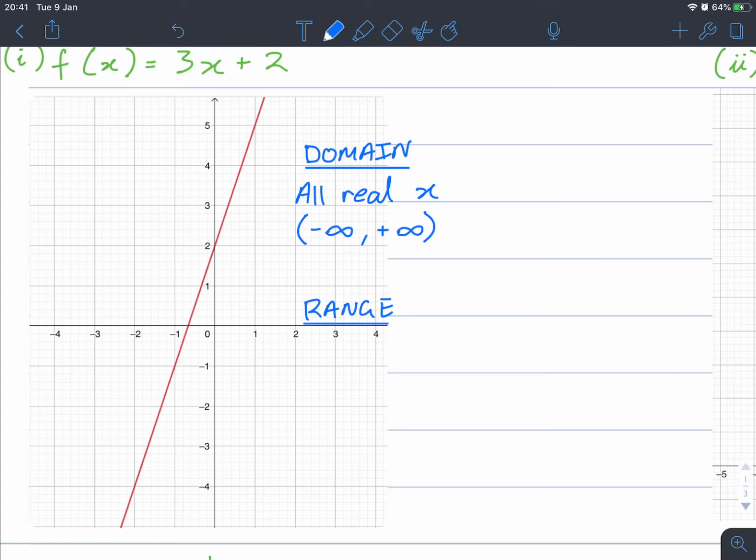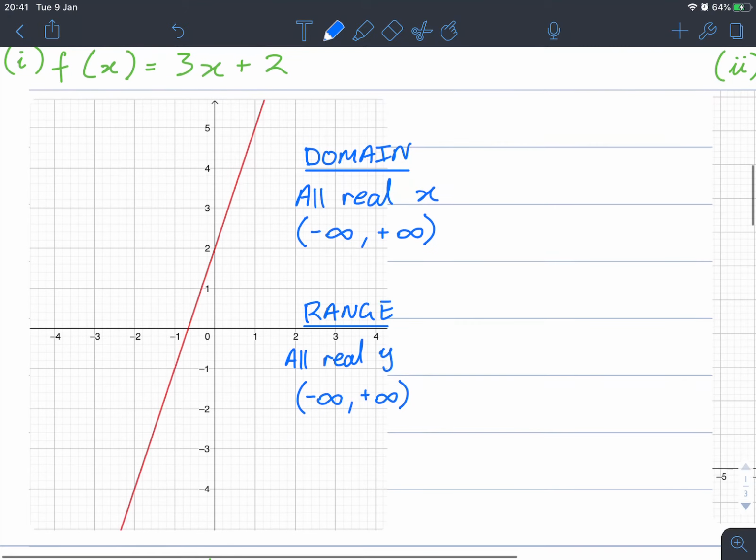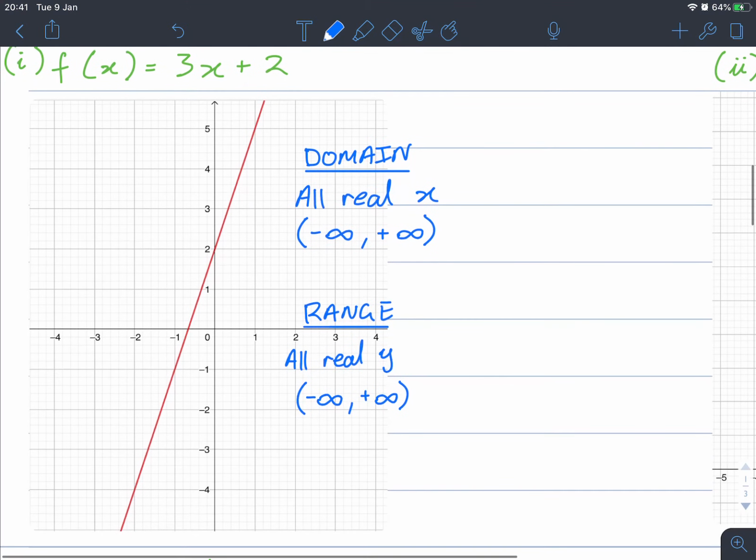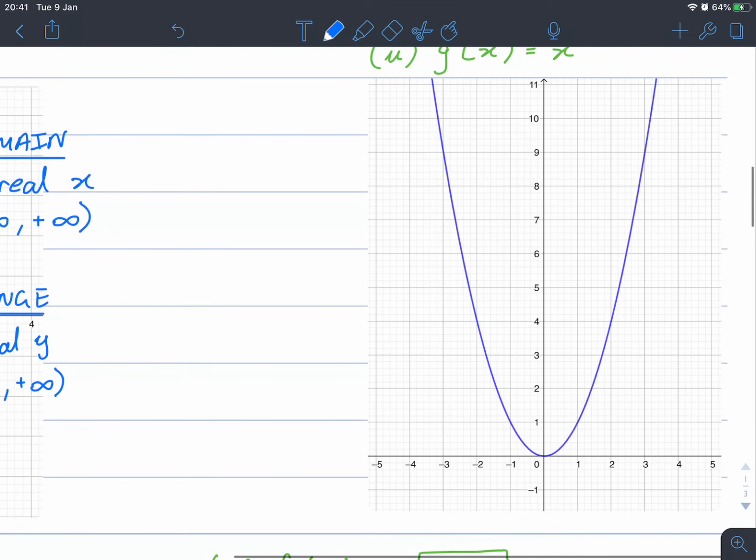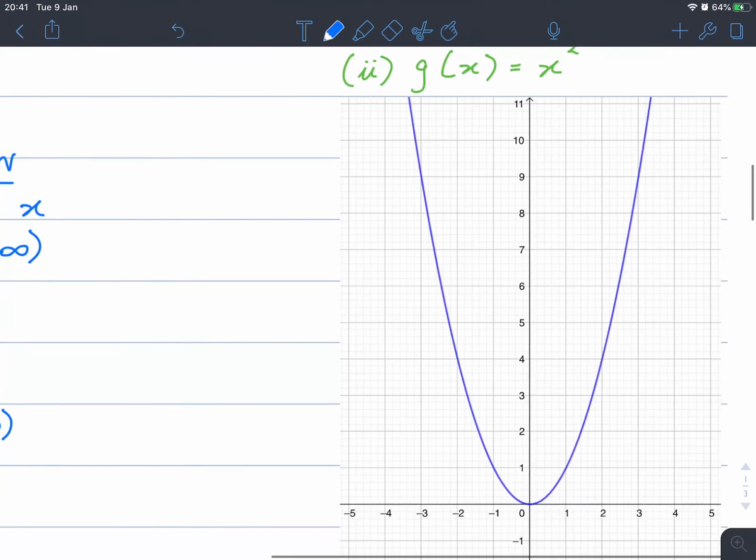There's nothing that the y cannot reach. So in this case, the range is all real y, which means in bracket notation, that's also from negative infinity to positive infinity. That's the domain and range for this particular function. Let's take a look at another function as a point of contrast.